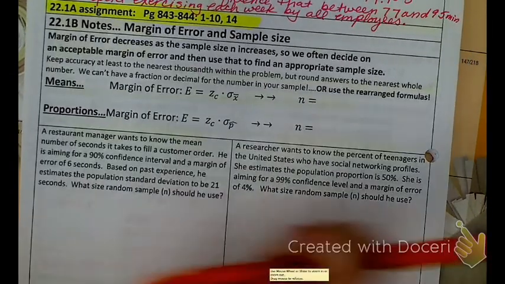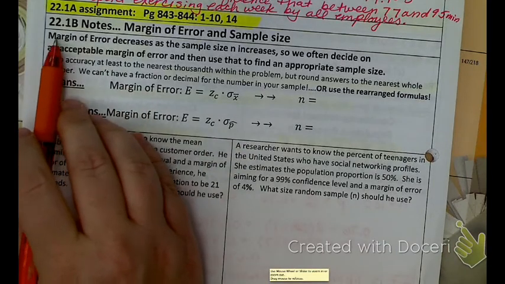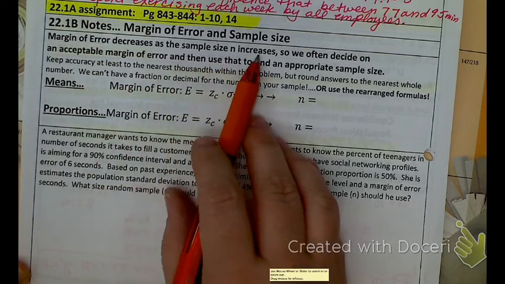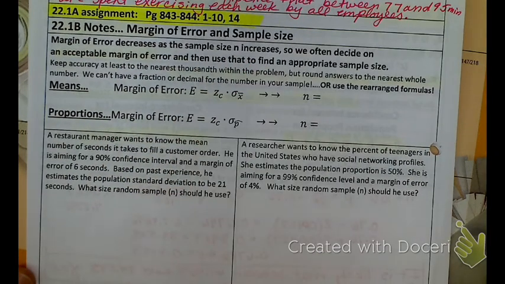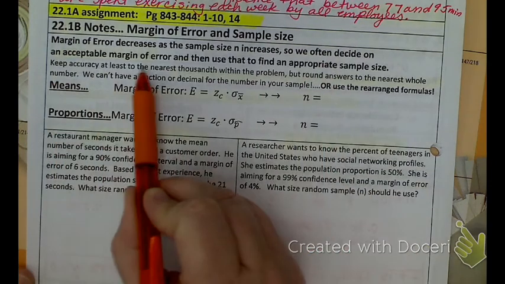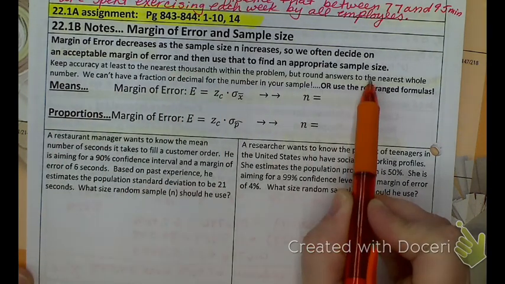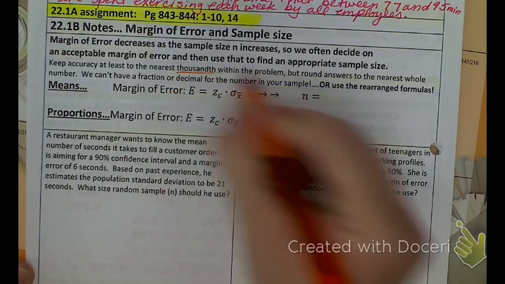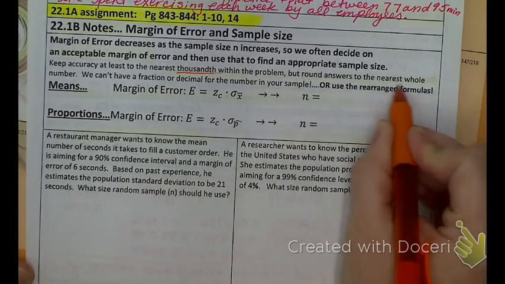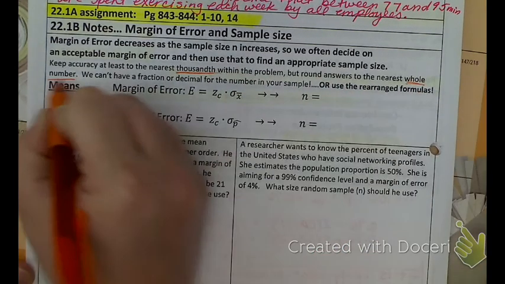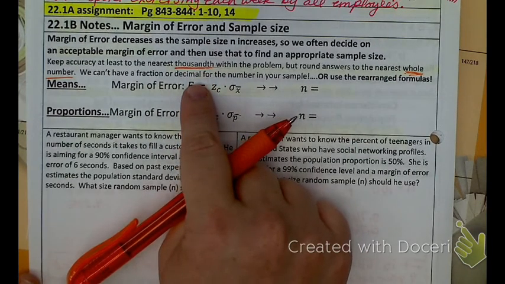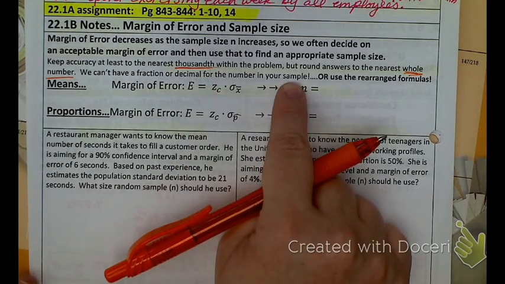So, margin of error and sample sizes is a continuation of Friday's notes. Margin of error decreases as the sample size n increases. That's because it gets closer to the population size. So we often decide on an acceptable margin of error and then use that to find an appropriate sample size. Keep accuracy to at least the nearest thousandth within the problem, but then round your answers to the nearest whole number at the end. Okay, so you want to keep the decimal a little bit longer while you're going through it. We can't have a fraction or a decimal for the number in your sample. You can't interview 3.5 people. It's either 3 people or 4.